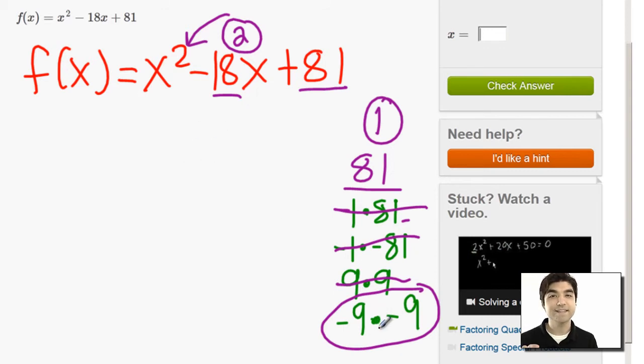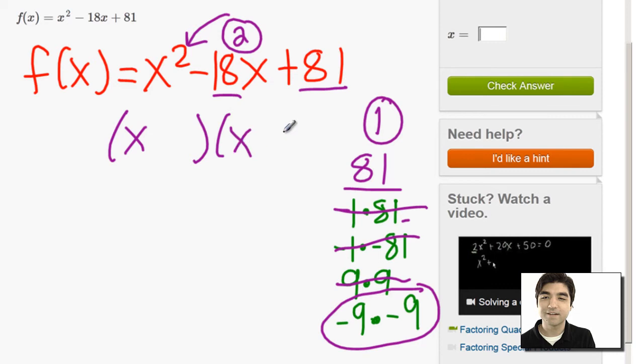Okay, so then you take these two numbers, this is step 3, and you create two x's here. Create some parentheses, create some x's, and then you're going to take this -9, put it in there, and take this -9 and put it in here. Okay, so this is the factored form of this quadratic equation.